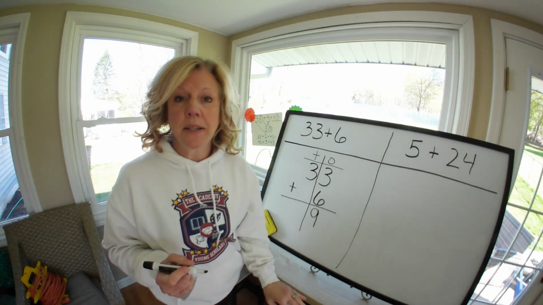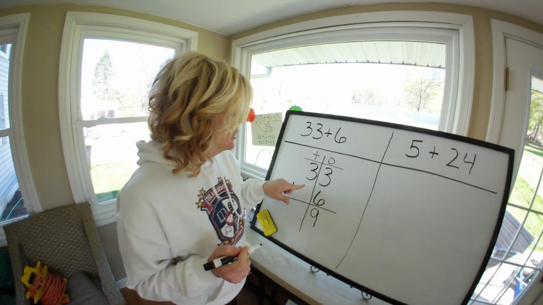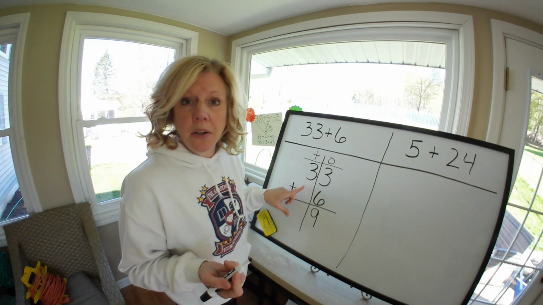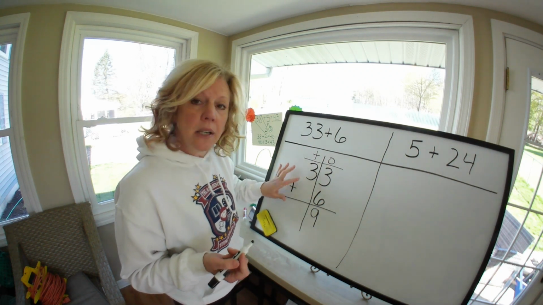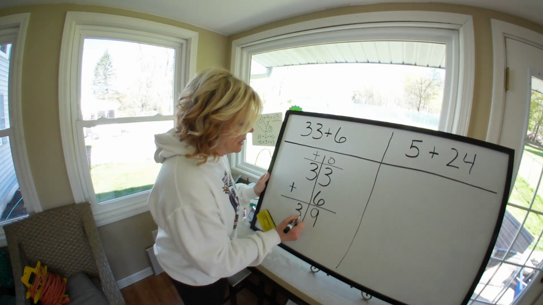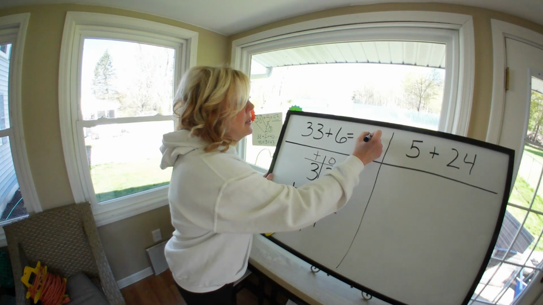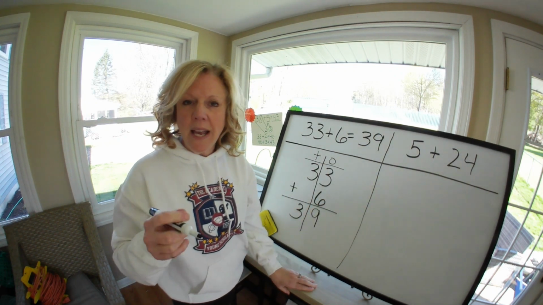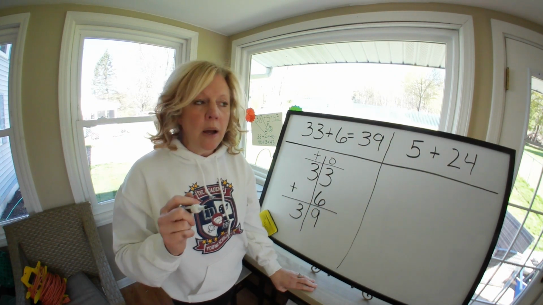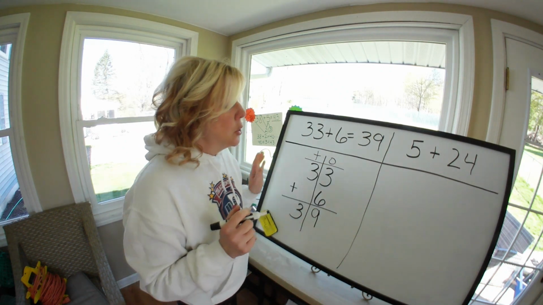Now let's look at our tens. I have 3 tens, and then there's no tens here. So how many tens do I have down here? It's the same as adding 3 plus 0, which again is going to be 3. So I know my answer here is 39. So do you see how I had to line that up? Now, let's take a look at this one.